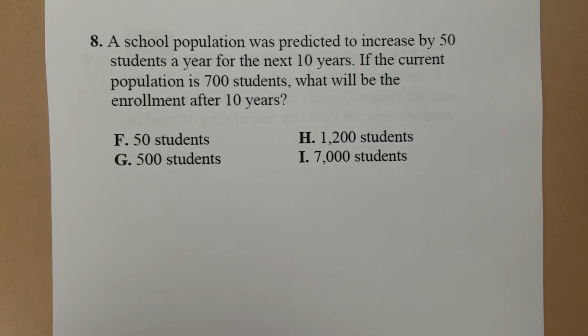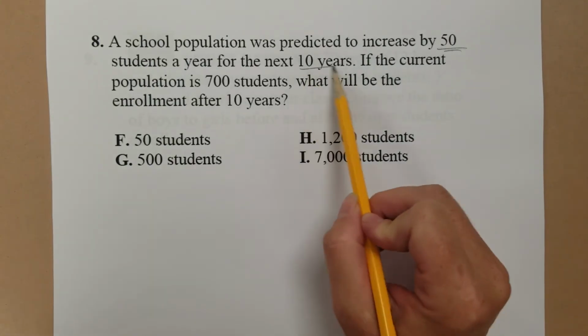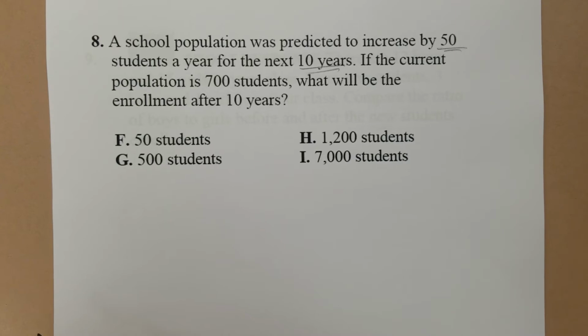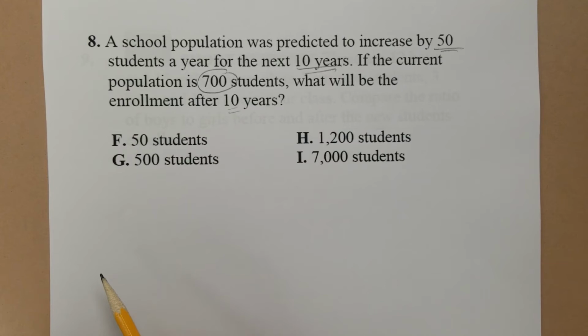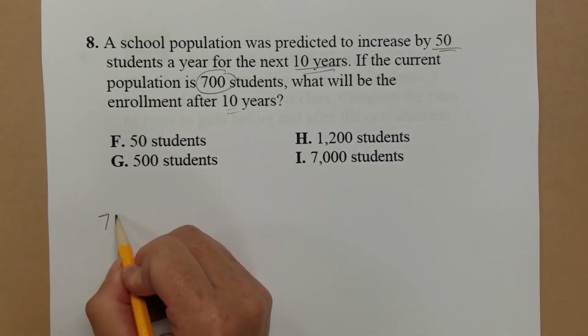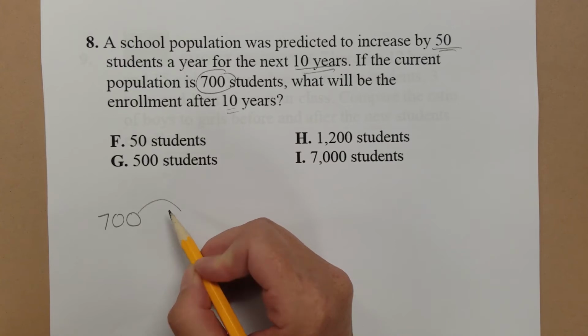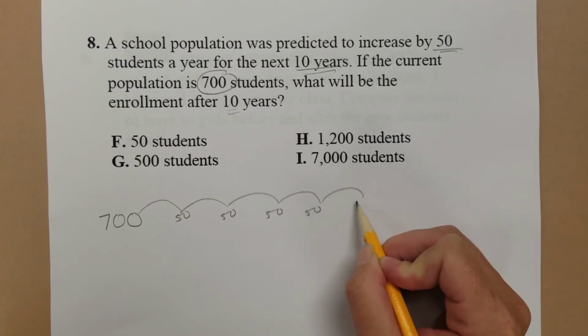Question number 8. A school population was predicted to increase by 50 students a year for the next 10 years. If the current population is 700 students, what will the enrollment be after 10 years? So we have 700 students, and over the course of 10 years, the population is going to increase by 50 each of those 10 years. So that would be 50, 50, 50, 50, 50.